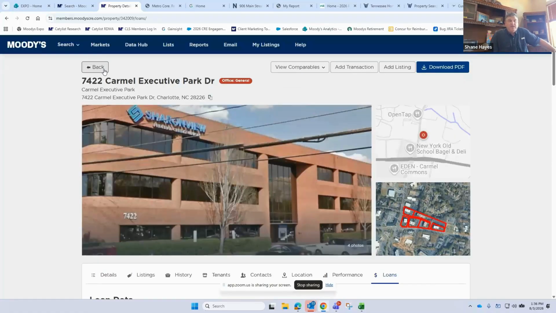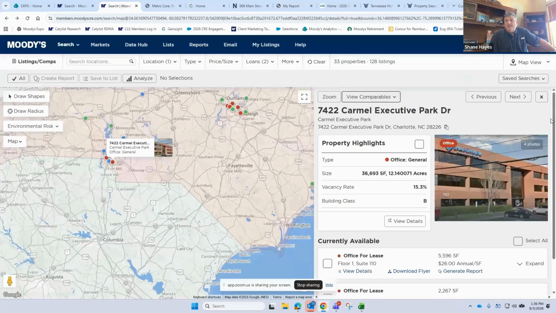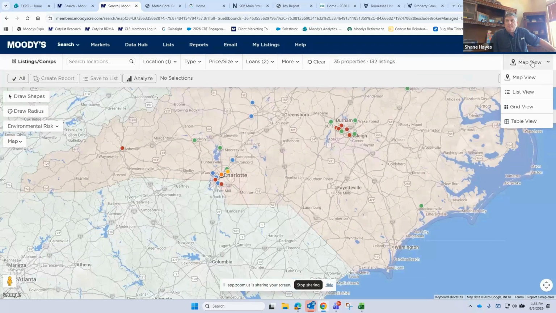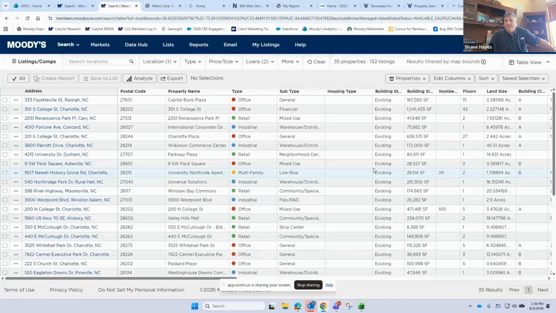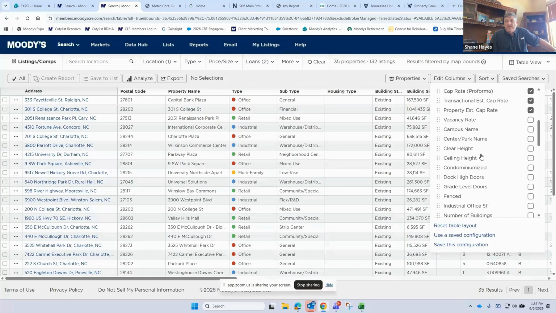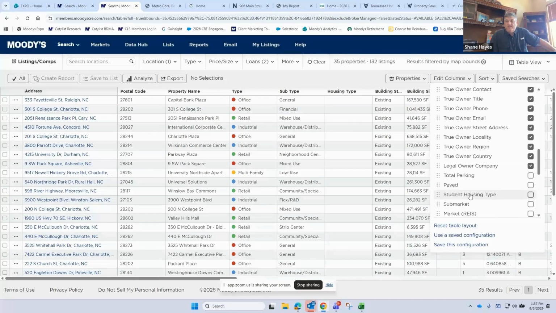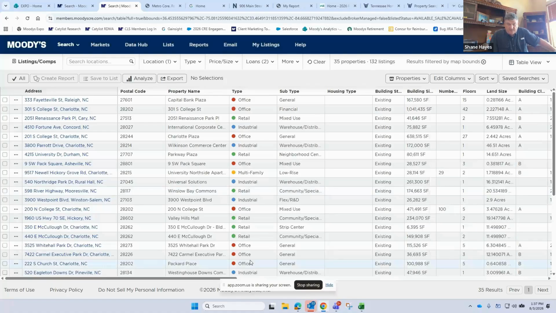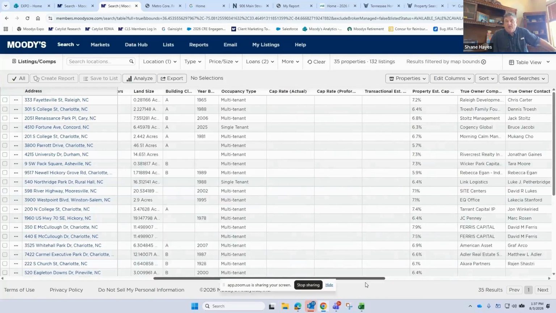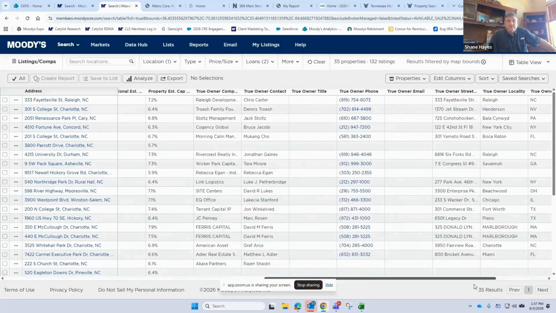Now, once you have that information, another thing you can do is change this map view to table view. And under edit columns, scroll down and make sure that you have all this true owner information selected, which he does. And you can save all that stuff. You guys have access to all this today, to those columns, not the true owner stuff. And then you just scroll across until you see the true owner.